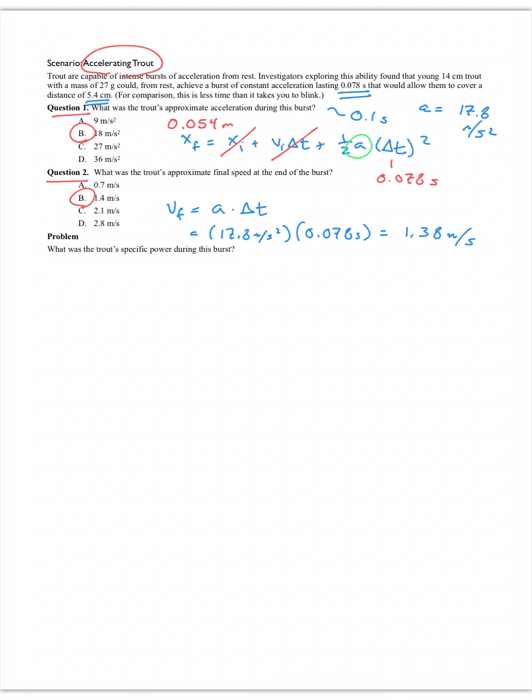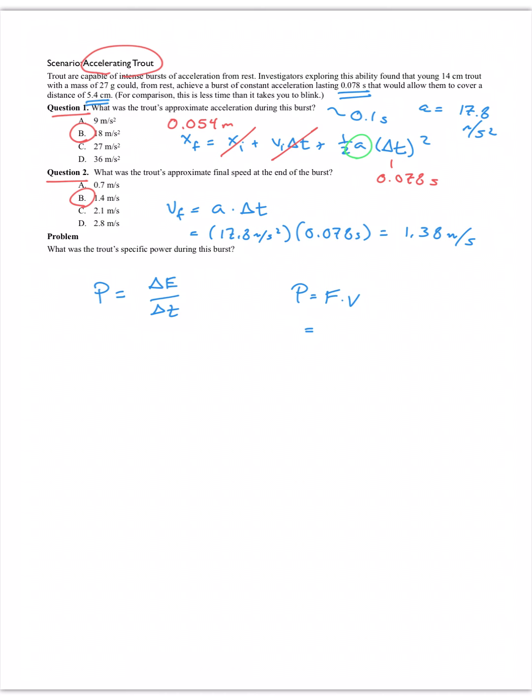Next question, what was the trout's specific power during this burst? Well, power generally is equal to the change in energy divided by time. I don't want you to use power as equal to force times velocity. That doesn't really work here, because that is really for doing work.